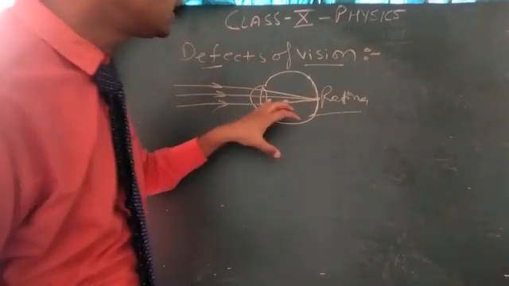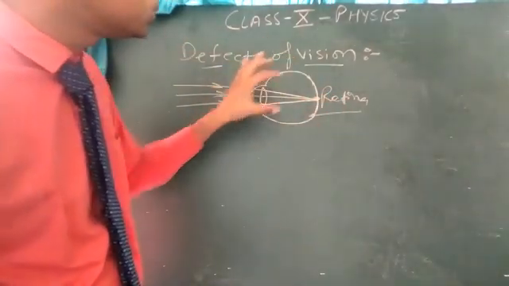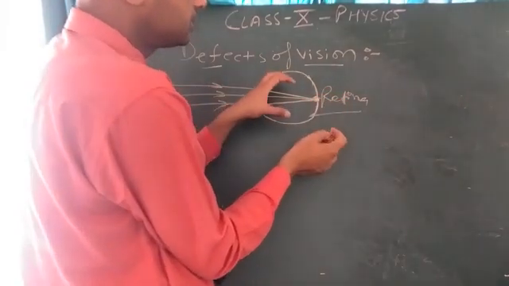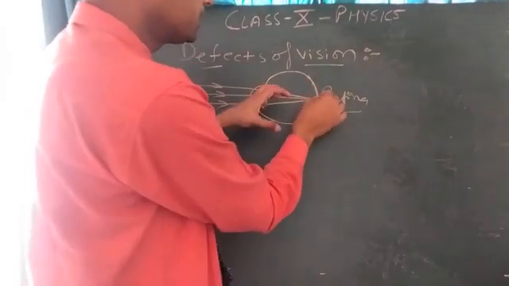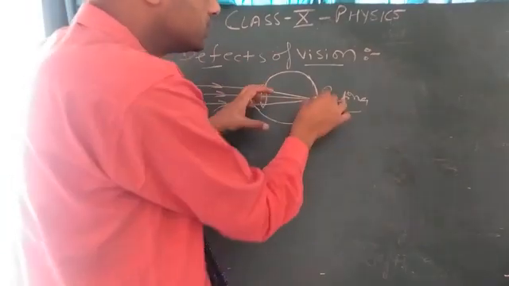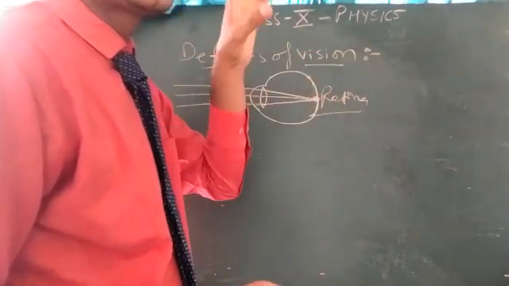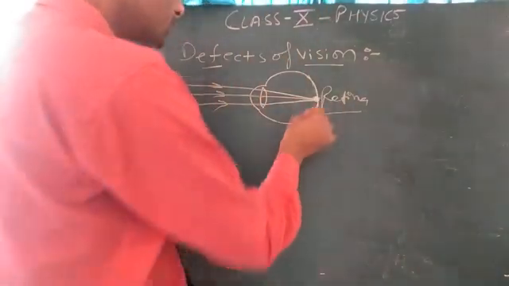And the retina consists of sensitive cells, and these sensitive cells convert the optical signals into electrical signals, and through the optic nerve these signals are transferred to our brain, and our brain can recognize the object properly.